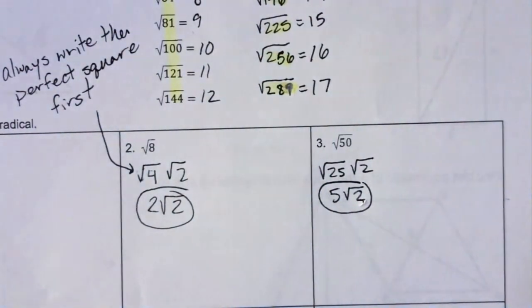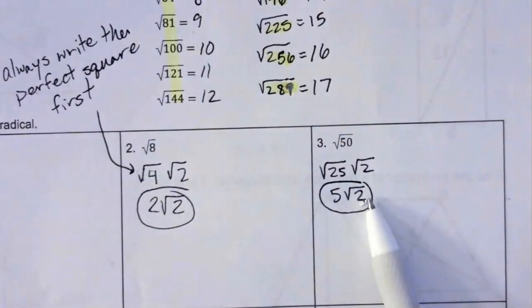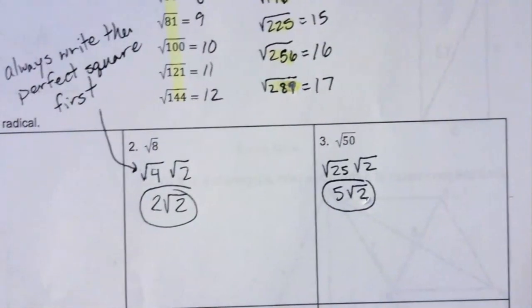Okay? And then I've had the question before of like, how do I know that I'm done? Like, when do I know that I can stop? You can stop when there's no perfect squares that multiply evenly into the number inside the square root. That's when you know to stop. If you get to 6, nothing can go into 6. No perfect squares can multiply evenly into 6. 10. No perfect squares can multiply evenly into 10. 11. 13. 15. There's a lot of numbers that don't have perfect squares that multiply evenly into them.